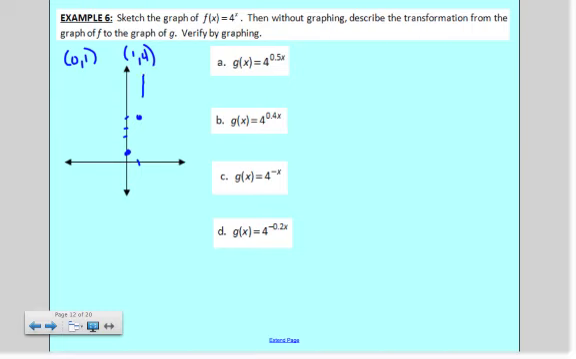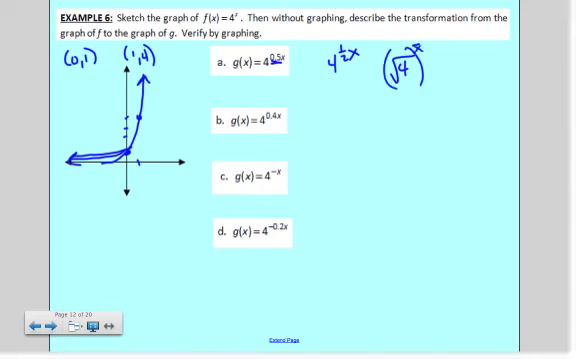Now the textbook wants you to think about stretches and subtractions and all kinds of things by certain factors. All we want you to think about is here. If we have 4 to the 0.5x, that's the same as 4 to the 1/2 x, and that 1/2 means square root. So it's the square root of 4 to the x.